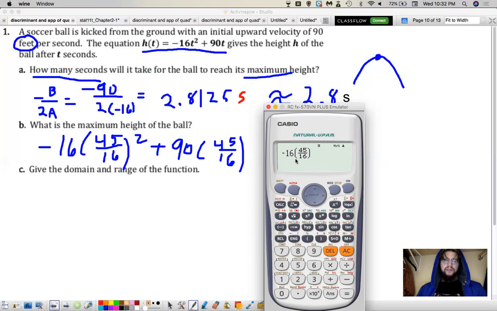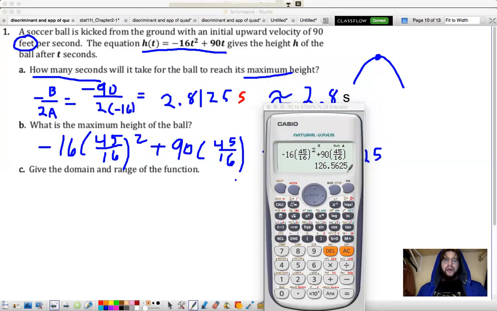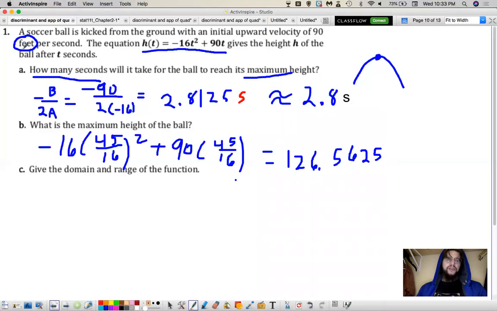But everybody can do this, just plug in numbers. So that's how we're going to do it first. Oops, make sure you don't mess up typing your stuff. And we get another fraction, but again, we're going to be rounding. I'll write the whole decimal down, 126.5625. That is in feet per second.